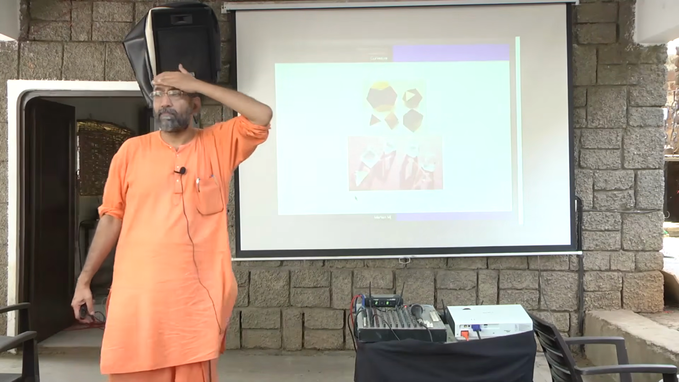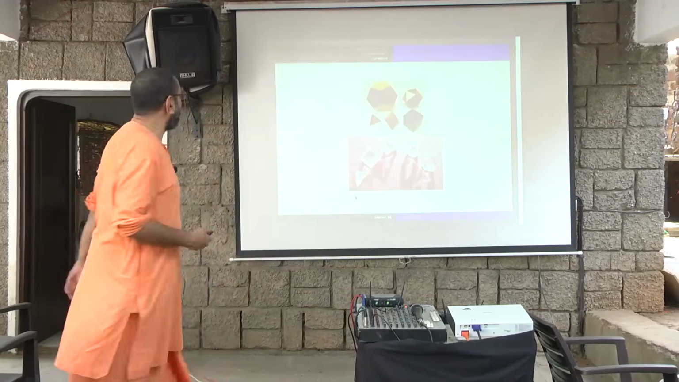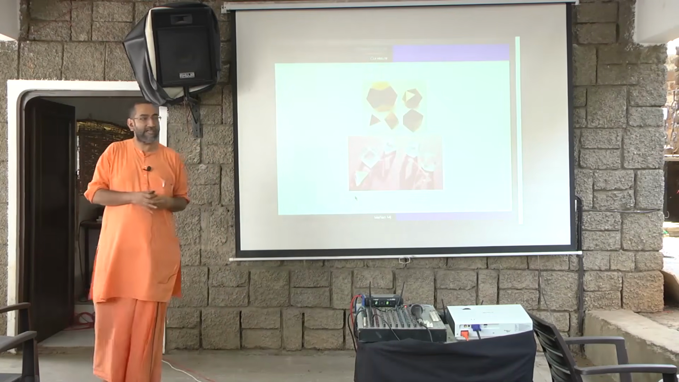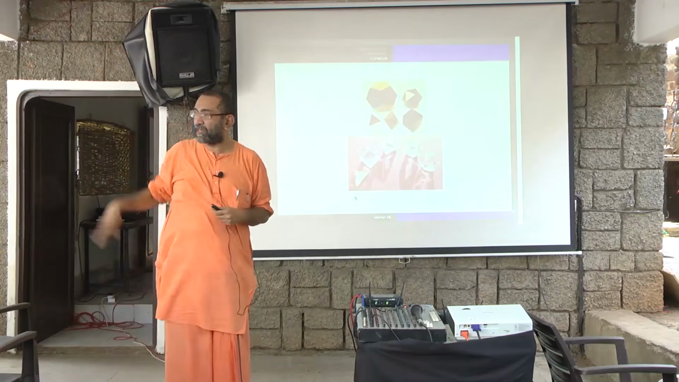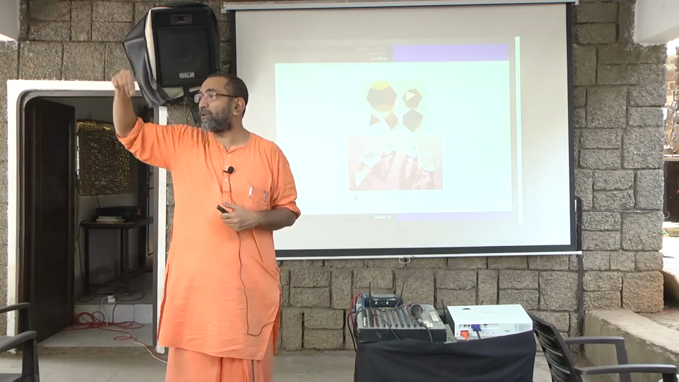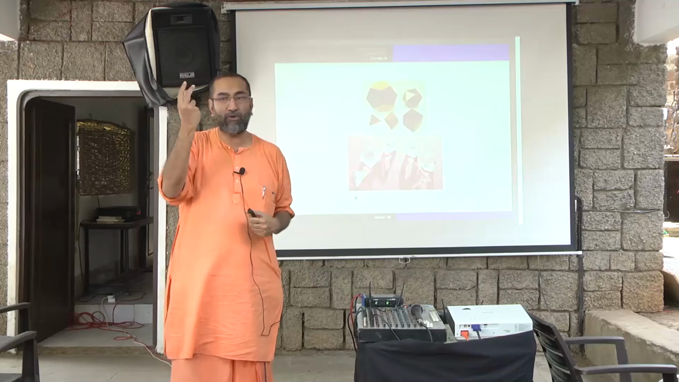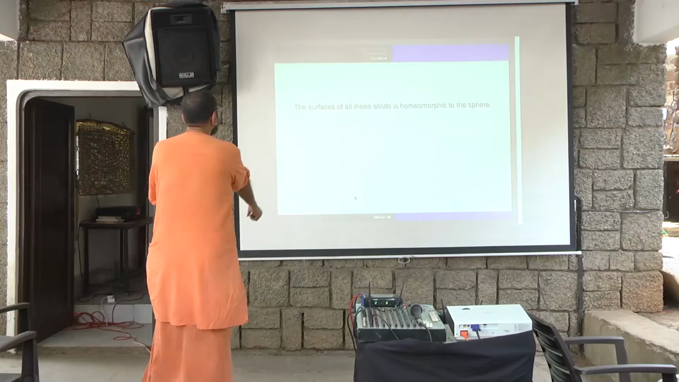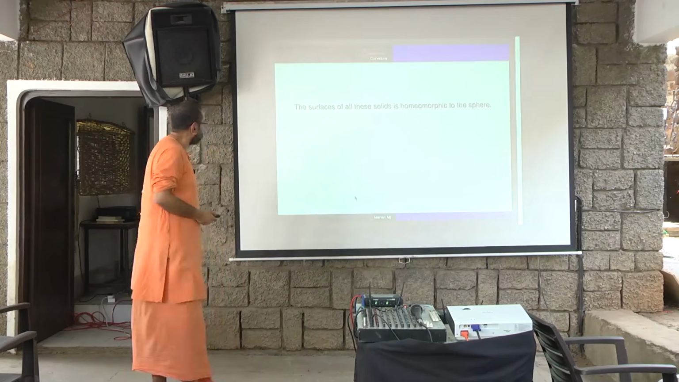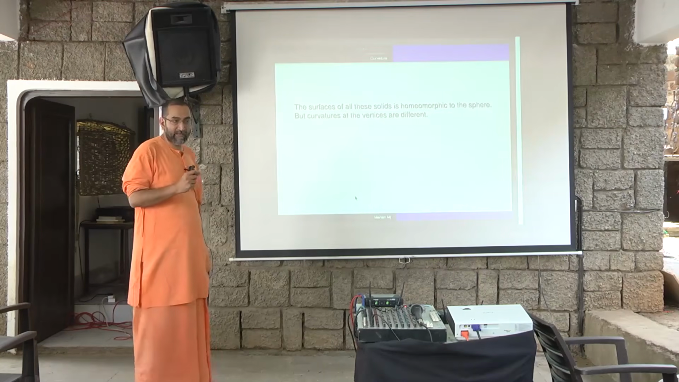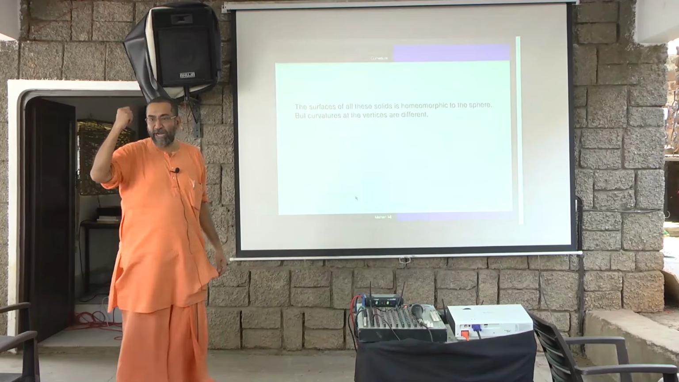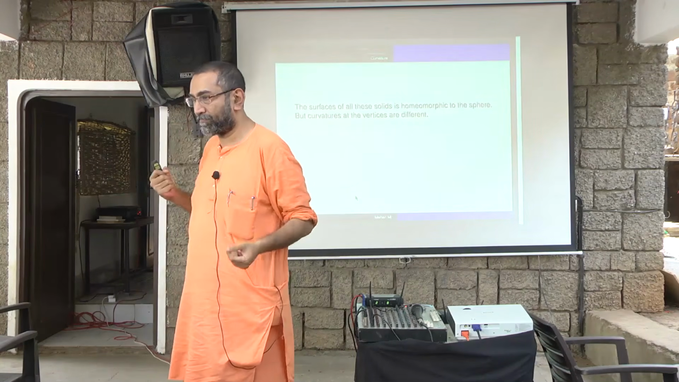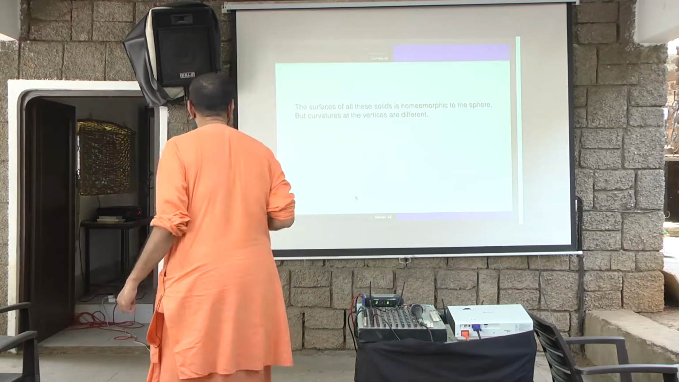Here's the point. We'll have to have a way of quantifying it. We'll have to introduce numbers. Just as in this topological classification, we introduced numbers 0, 1, 2, 3, etc. Here also, at a point, we are going to introduce a number which is going to measure how sharp the object is. The surfaces of all these solids are homeomorphic to the sphere, but curvatures at the vertices are different. How do you measure curvature at a vertex? How do you measure sharpness of a point? That's the question that we are posing.